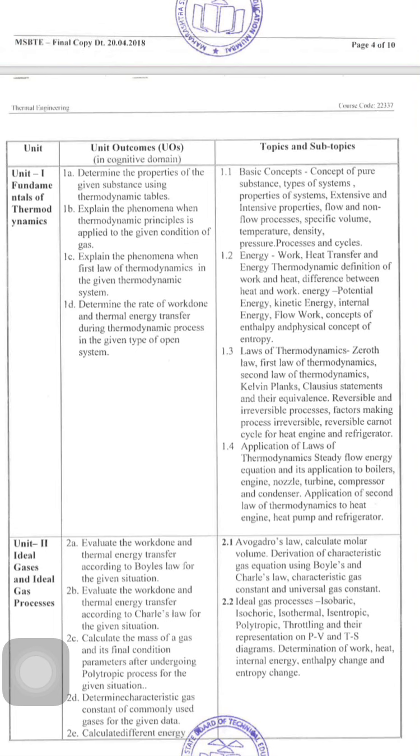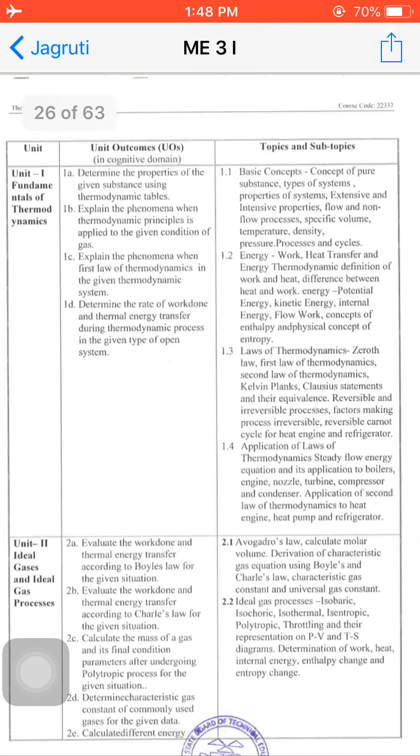where we have to study what is meant by work, heat transfer, what is meant by energy, and the difference between heat and work. Then we have to see the concept of thermodynamics. Next, we have to see the meaning of energy and types of energy: internal energy, potential energy and kinetic energy. After that, we have to study what is meant by flow work and the various concepts of enthalpy and the physical concept of entropy.